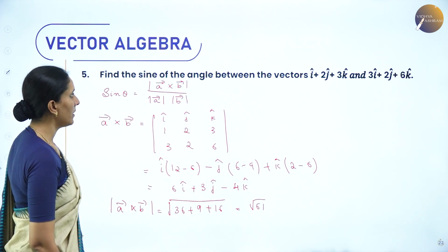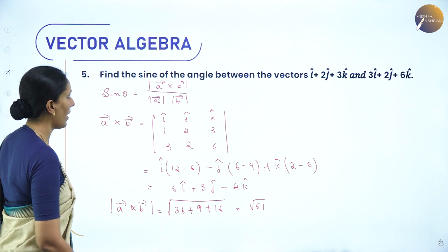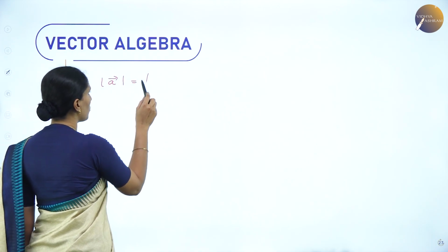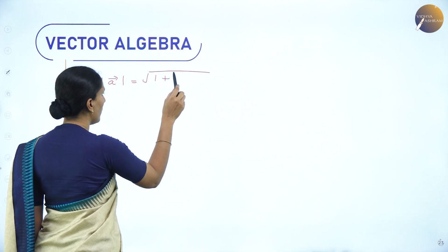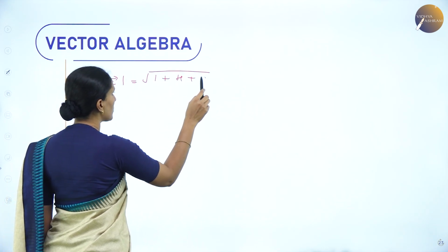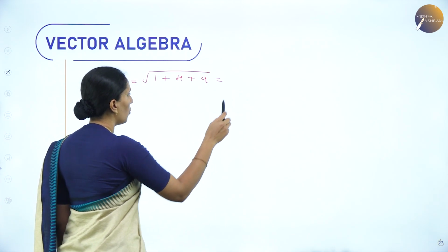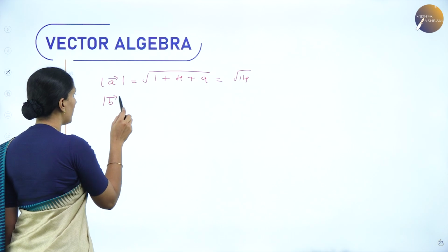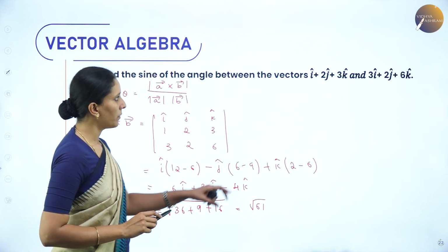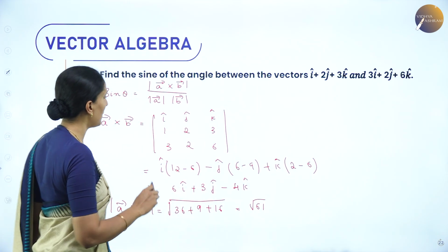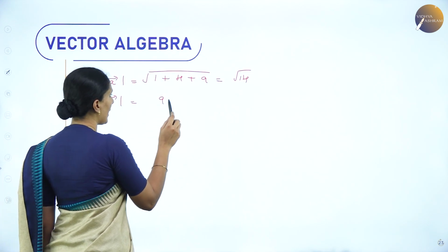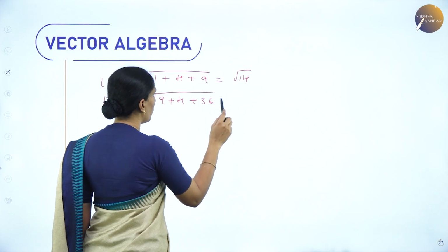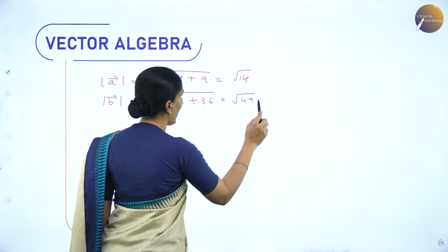Now let's calculate the magnitude of vector A. The magnitude of vector A is nothing but the square root of 1 square 1, 2 square 4, 3 square 9, which is root 14. And let's calculate the magnitude of vector B. The magnitude of vector B means 3 square plus 2 square plus 6 square, which is 9 plus 4 plus 36, which is root 49, whose value is 7.